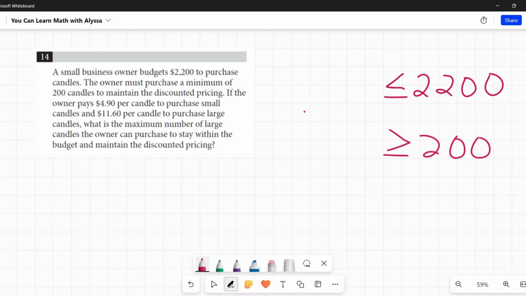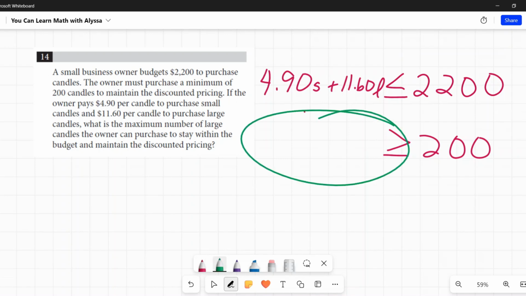All right, now let's figure out what's going to go next to these. If the owner pays, we're talking about money. This $2,200 was money, so this $4.90 is going to go up here with the money. If the owner pays $4.90 per candle to purchase small candles, and $11.60 per candle to purchase large candles. I'm running out of room. What is the maximum number of large candles the owner can purchase to stay within the budget?